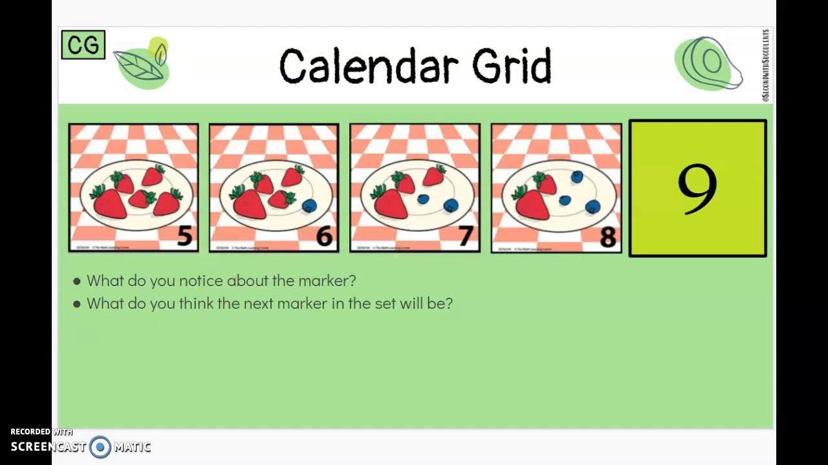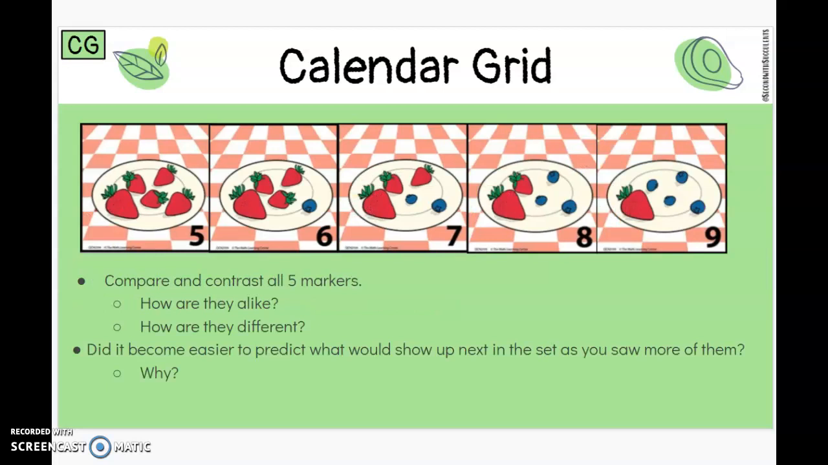Let's look at our last calendar marker in this set. But before you do, can you make a prediction of what we'll see on that calendar marker? Here it is. Were you correct? Is this what you thought you would see on the marker for April 9th? Now we're down to just 1 strawberry. Now that we have all 5 markers in this set, I want you to look at all 5.